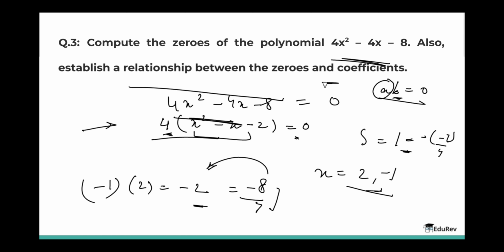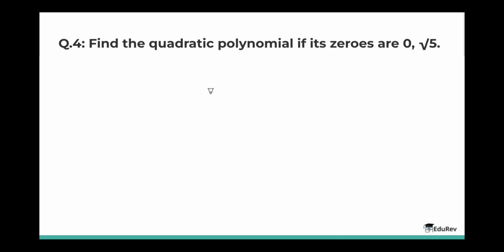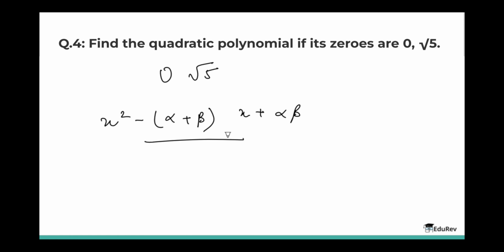So let's move forward. Question 4 states, find the quadratic polynomial if its zeros are 0 and under root of 5. It's pretty simple. We know that a quadratic polynomial can be written using the sum and product of the zeros. The polynomial is x square minus (alpha plus beta), that is the sum of the zeros, times x, plus alpha beta, that is the product of the zeros.